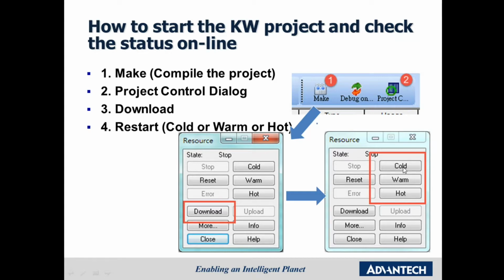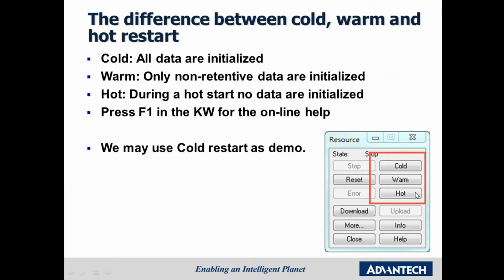You can see there are three types of restart: cold, warm, and hot. Cold means all data are initialized, and warm means only non-retentive data are initialized, while during a hot start, no data are initialized. We keep the present values. The user can press F1 for online help in KW. We may use a cold restart, which will initialize all the data, in our following demo.